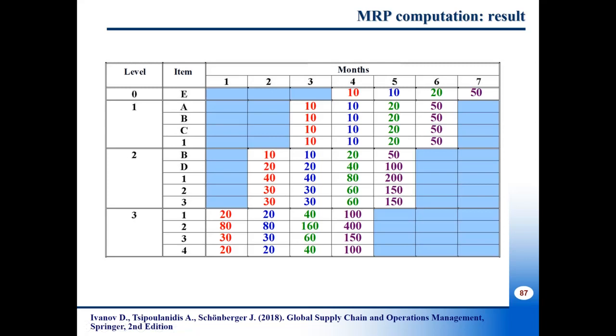Similarly, net requirements for the items at the second level are determined subject to net requirements of the item at the first level and lead time shifting, as I mentioned before. For instance, 20 units of item D in period 2 means that we have to manufacture 20 units of item D in February in order to be able to assemble 10 units of an item E in April.